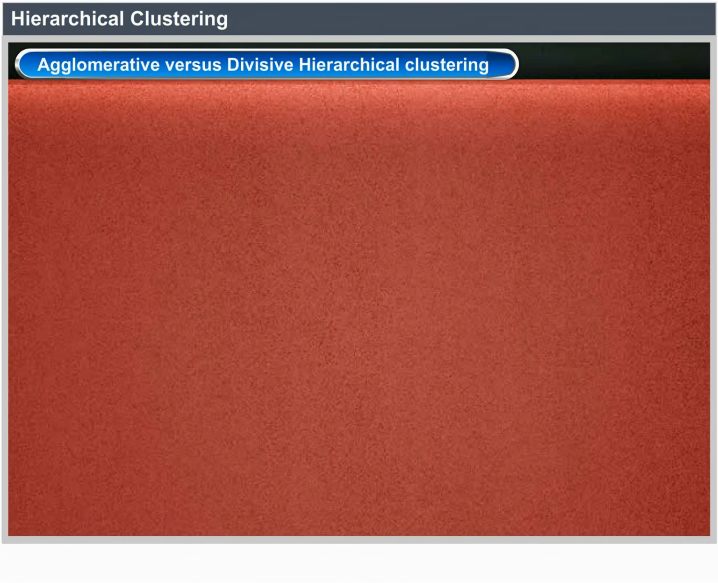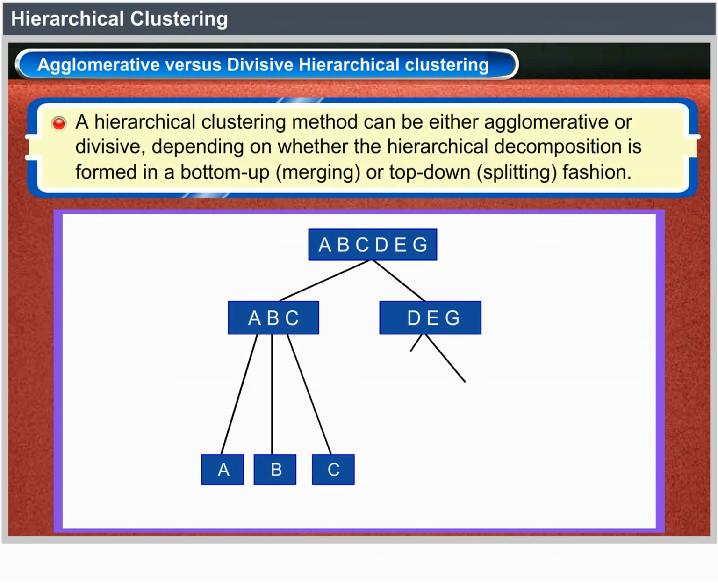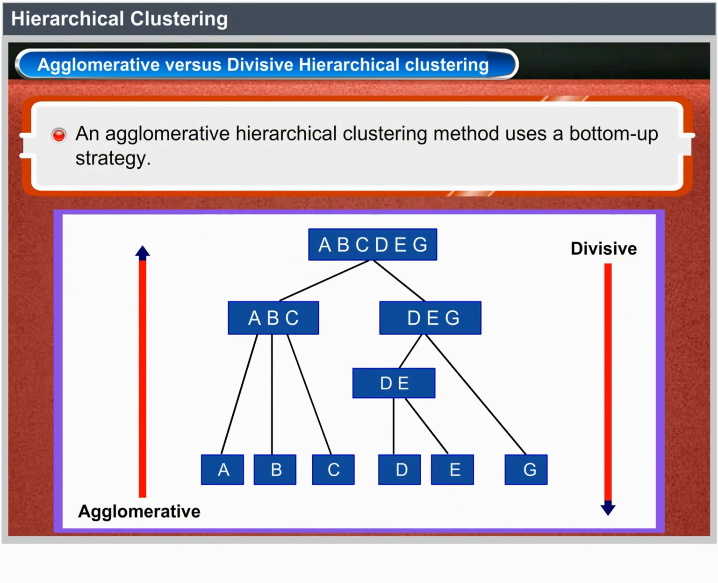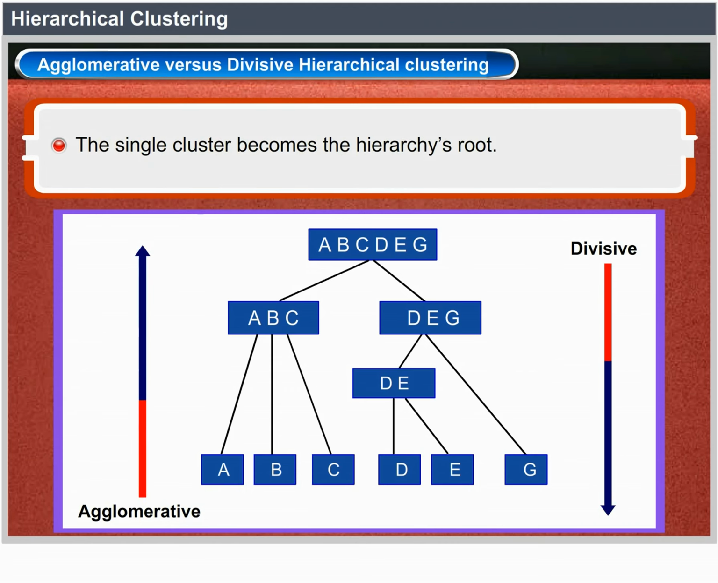Agglomerative versus divisive hierarchical clustering. A hierarchical clustering method can be either agglomerative or divisive, depending on whether the hierarchical decomposition is formed in a bottom-up merging or top-down splitting fashion. An agglomerative hierarchical clustering method uses a bottom-up strategy. It typically starts by letting each object form its own cluster and iteratively merges clusters into larger and larger clusters until all the objects are in a single cluster or certain termination conditions are satisfied. The single cluster becomes the hierarchy's root.